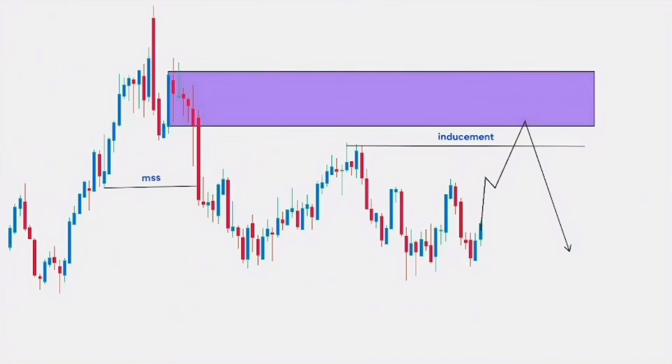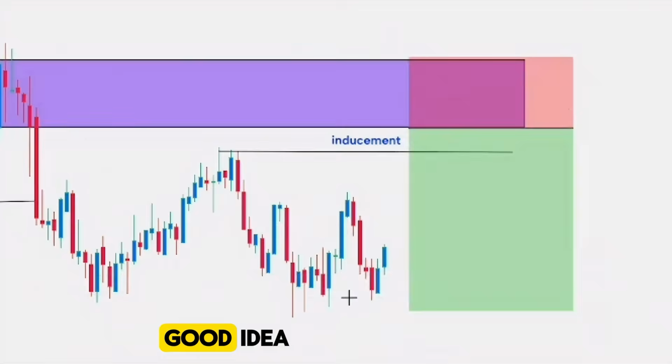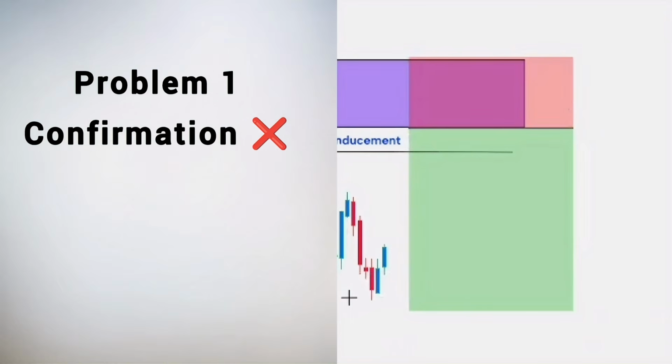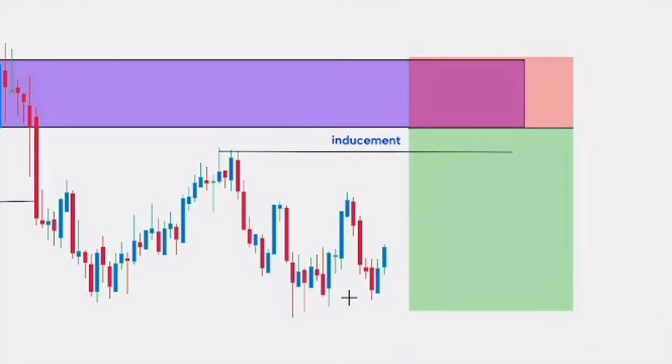Now, you may be thinking, if everything lines up, why not place a sell order on the weekly chart? It sounds like a good idea, but there are 2 problems. The first problem is that we still need confirmation that sellers are actually defending this area. The second problem is time. Even if the trade works perfectly, this is the weekly time frame. You could be waiting for a long time before price finally reaches your targets. That is not how I trade.